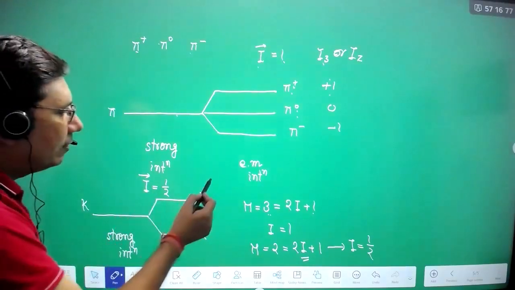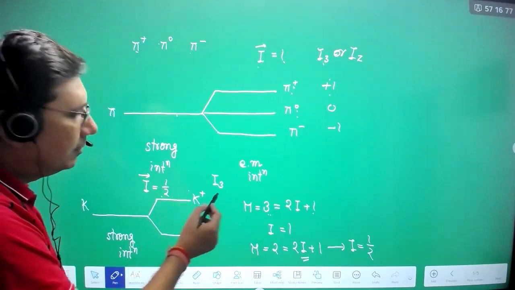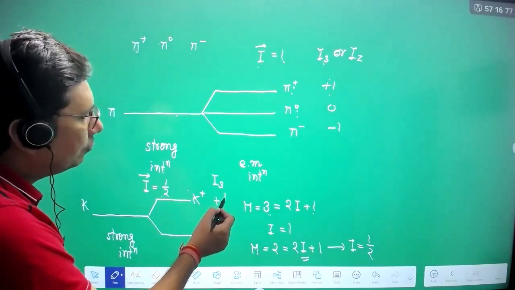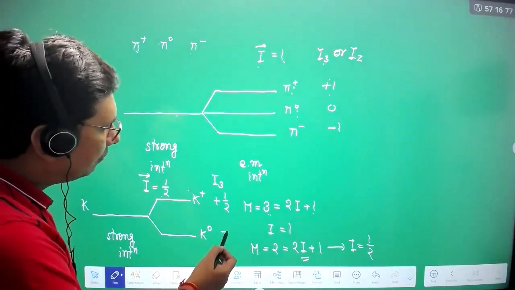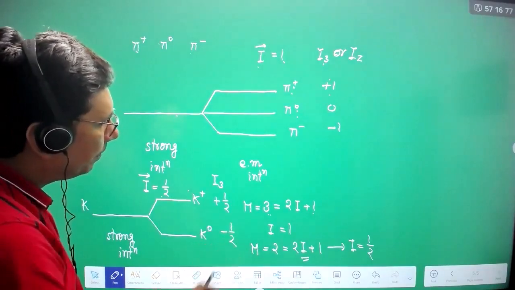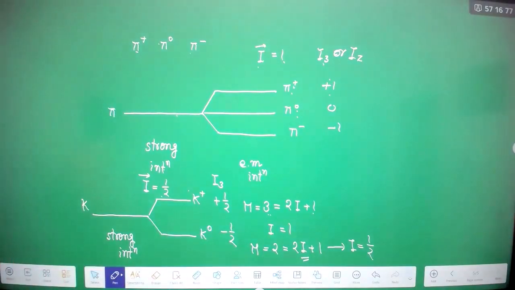Now for I equal to 1 by 2, what will be I3 or IZ? That will be plus half and minus half. So the highest charge is going to carry the highest value of I3. Then this will be K naught, so this will be minus 1 by 2. So they are going to possess these isospin numbers.